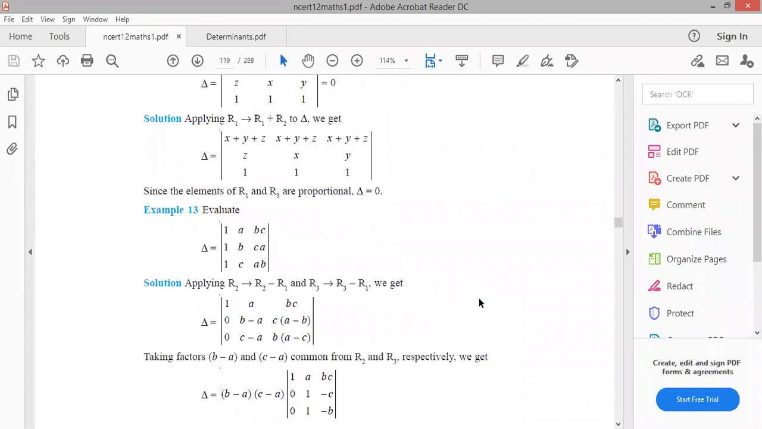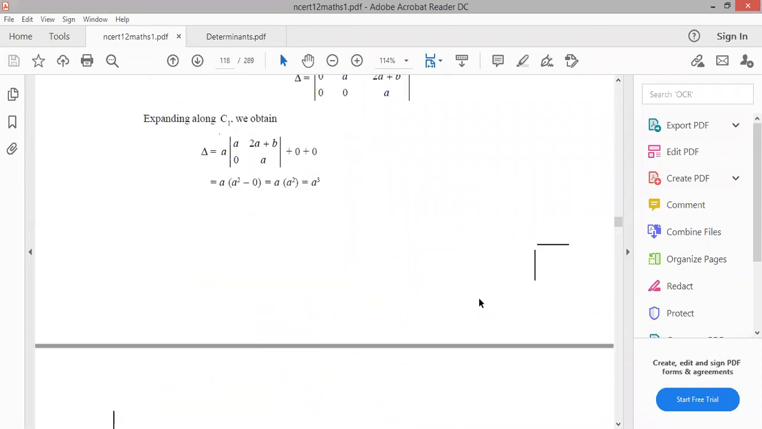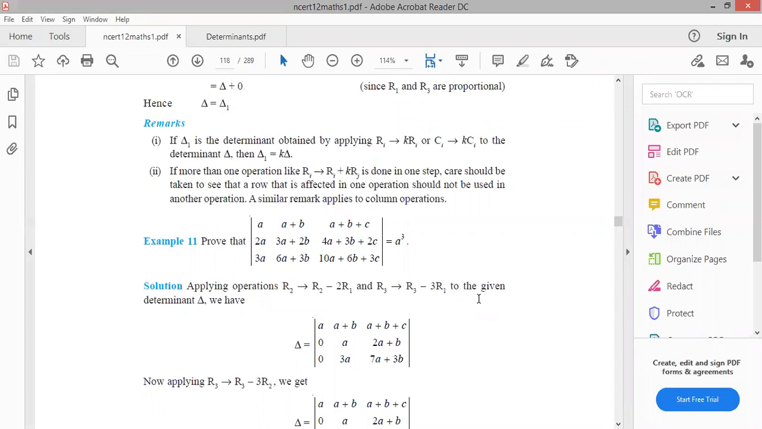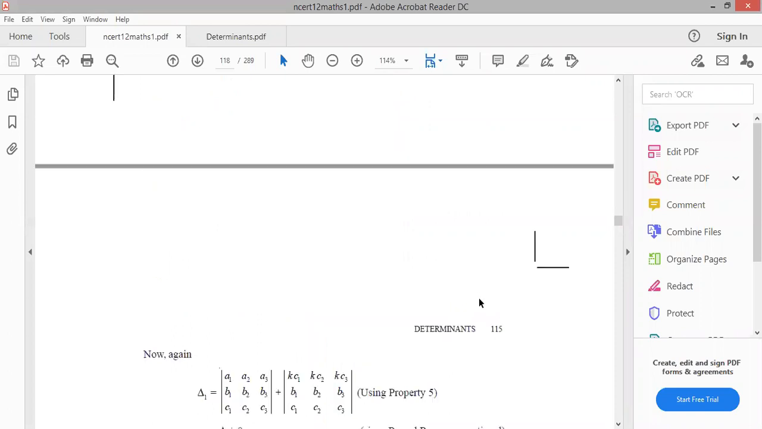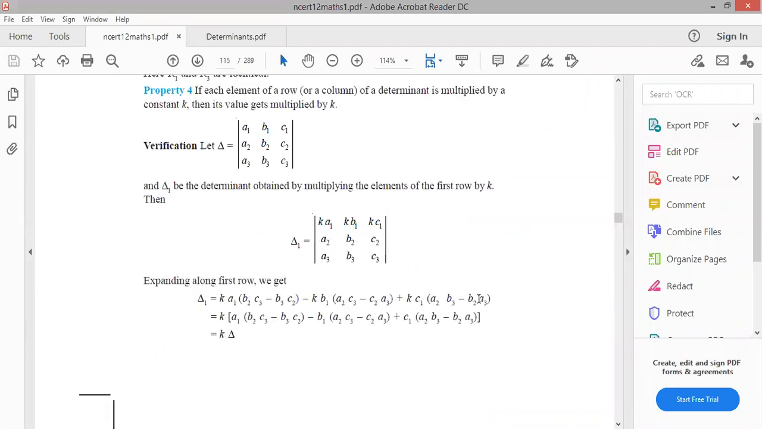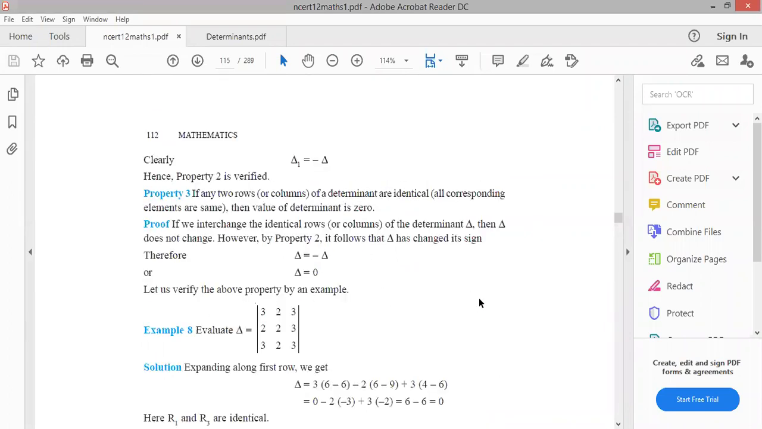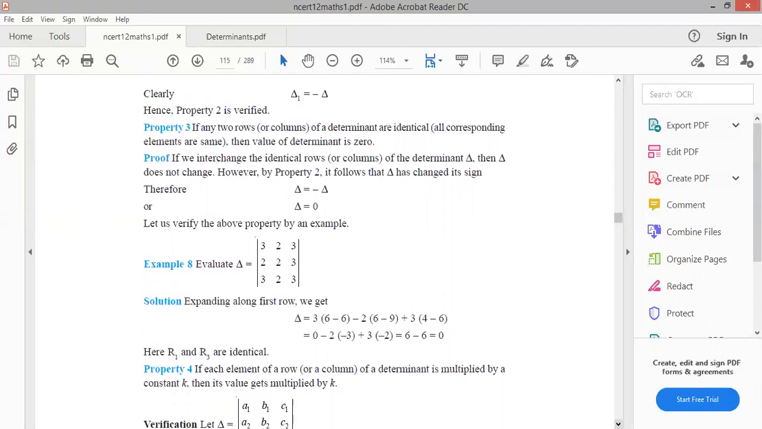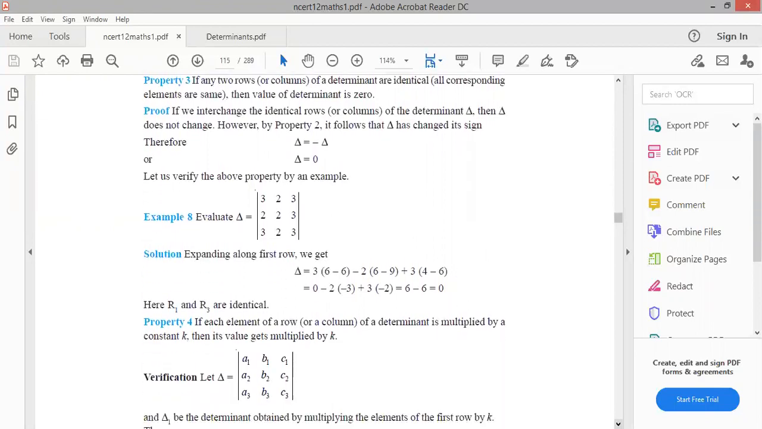For example, we have example number 8 here. We want to evaluate this. We can expand this along any row or column. So how to expand? For example, we will expand it along the first row.